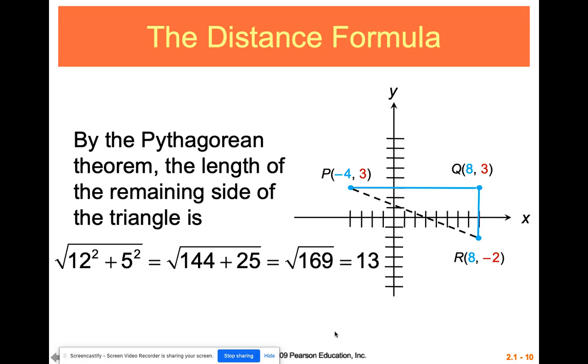which is what we're going to see here. A squared plus b squared equals c squared. They've just gone ahead and taken the square root of both sides to solve for c. What we figured out is that using the Pythagorean theorem, the distance from P to R is 13.